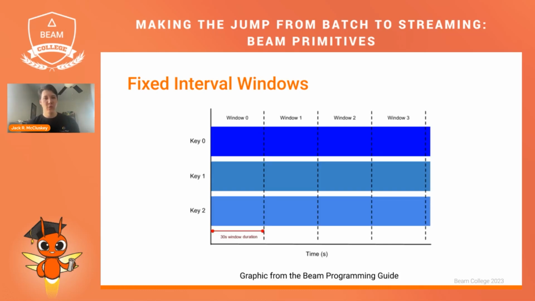And then this is what interval windows look like. It's important to note that typically when you're dealing with windowing, you are also applying things per key. You can see this is a 30-second window duration example. Across each key, you have window 0, 1, 2, and 3. Regular intervals, no overlap. Each key gets its own definition. This graphic is from the Beam programming guide, as will the rest of the window graphics be.